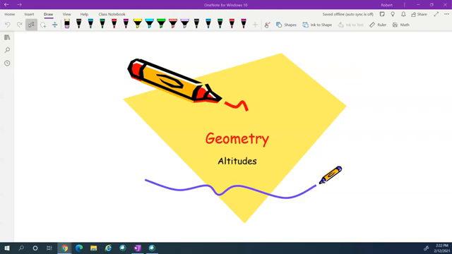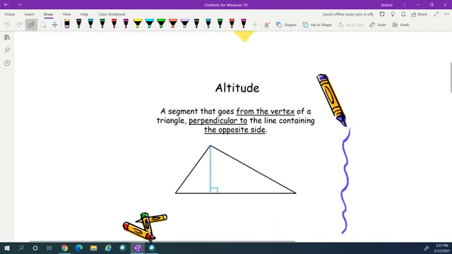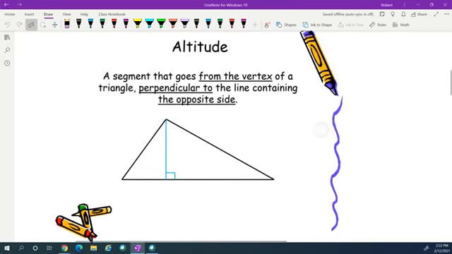All right, we're back to wrap up our special segments in triangles unit, and we're going to do that by talking about an altitude. Altitude, really just a fancy word for height. We've worked with that before, but let's take a look at it. So, an altitude, by definition, will go from a vertex perpendicular to the line containing the opposite side.